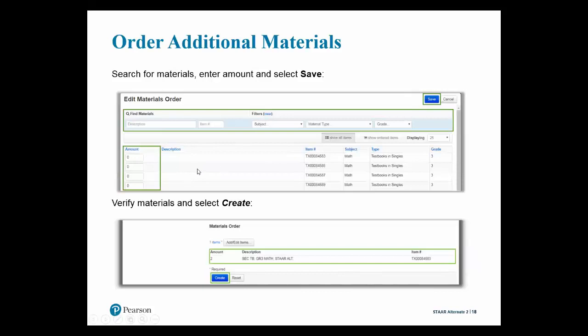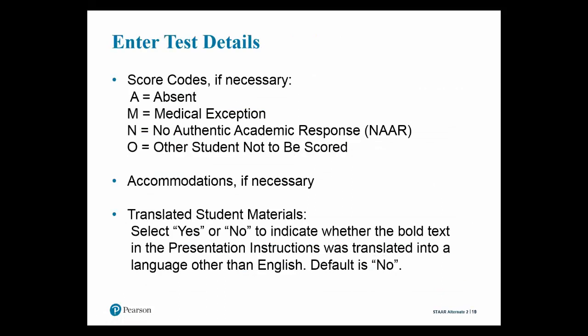After you verify those materials, you'll select Save here, and then on the next screen, you'll verify the materials you entered in those counts, and then you'll select Create, and that additional order would then be created.